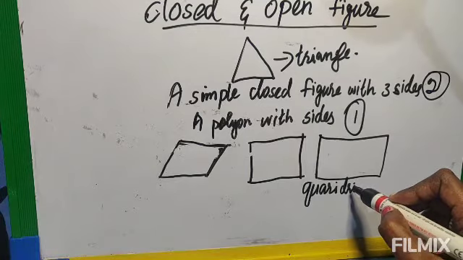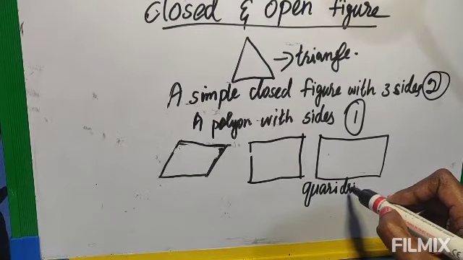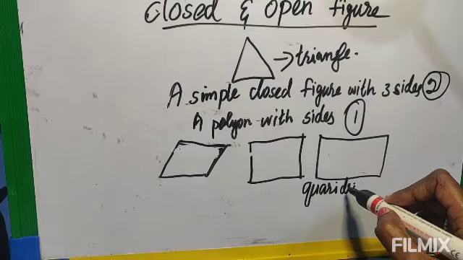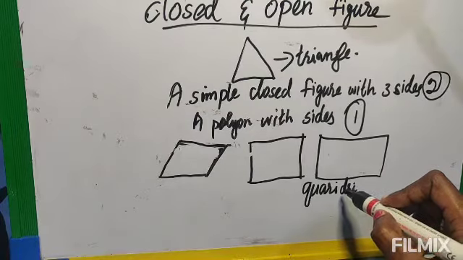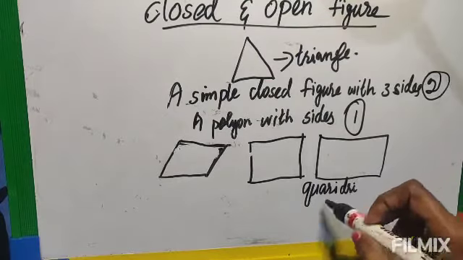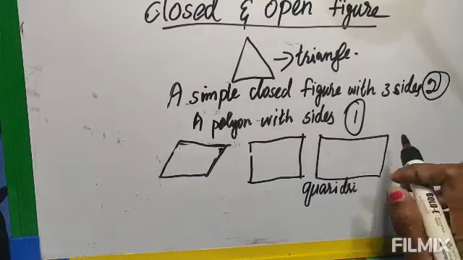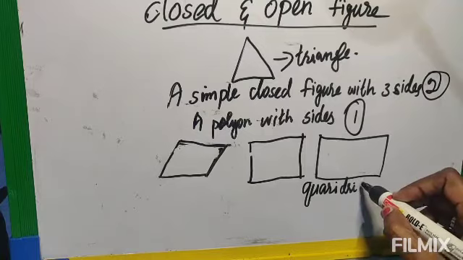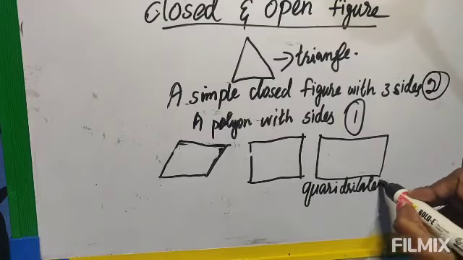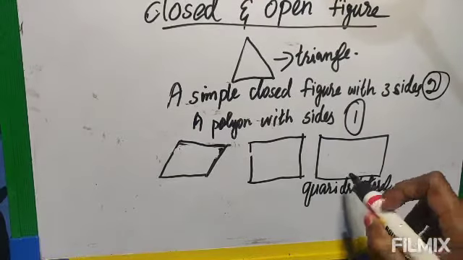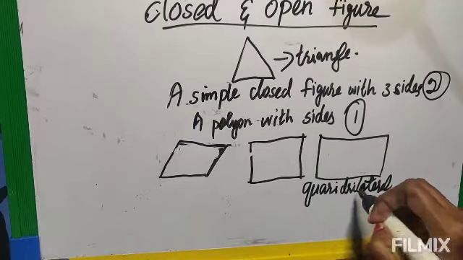A polygon with four sides is called a square? We cannot say that. A polygon with four sides is called a rectangle? We cannot say that. There is a difference that you will learn in higher classes. Only a polygon with four sides means its name is quadrilateral. A polygon with four sides is called a quadrilateral.